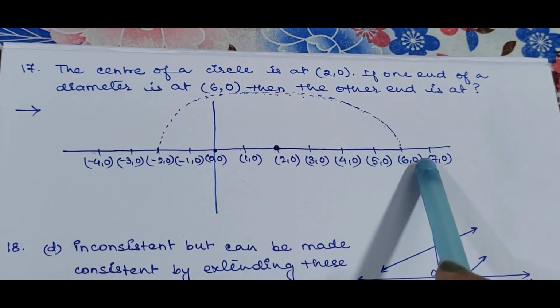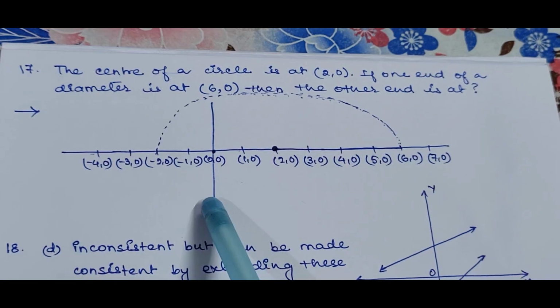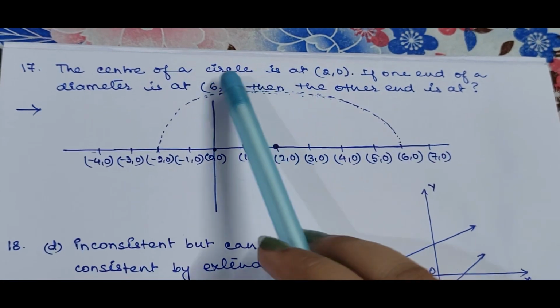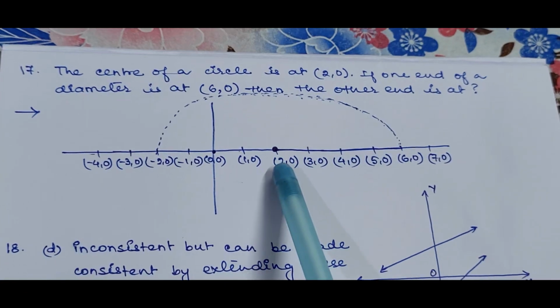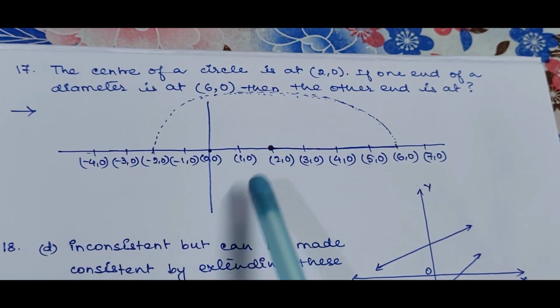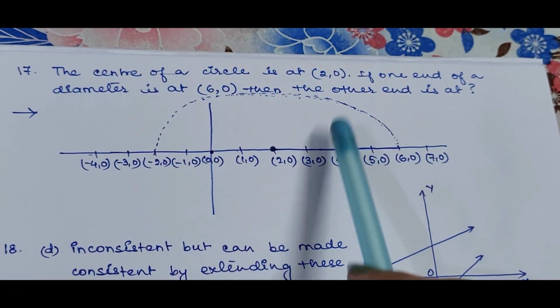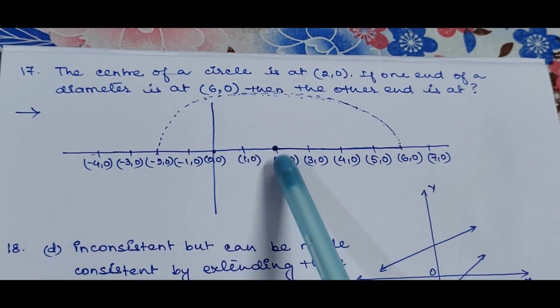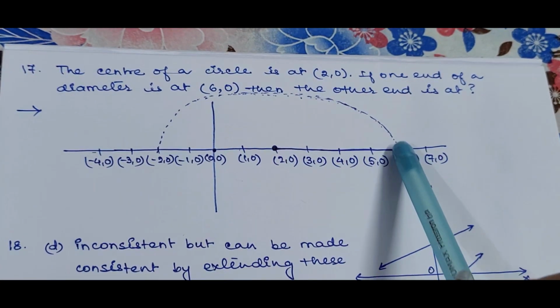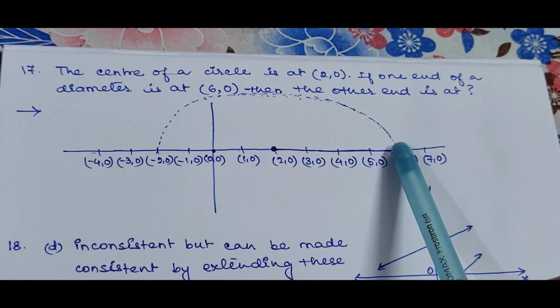What you do is you draw a graph which says that my circle is at the point 2, 0. So, I am plotting 2, 0. So, this is my center. Now, one end of the diameter is at 6, 0. So, I am plotting 6, 0 here. So, one end of the diameter is here.